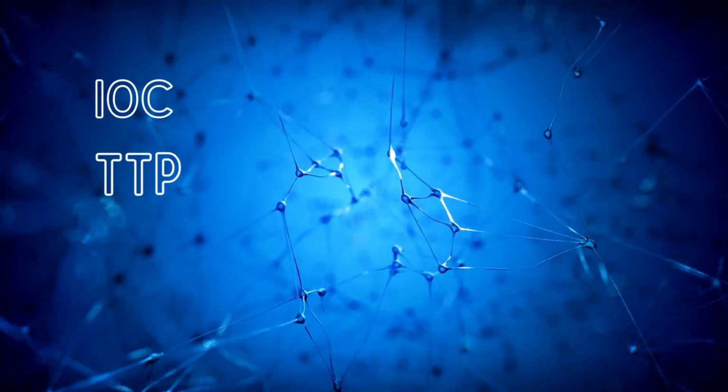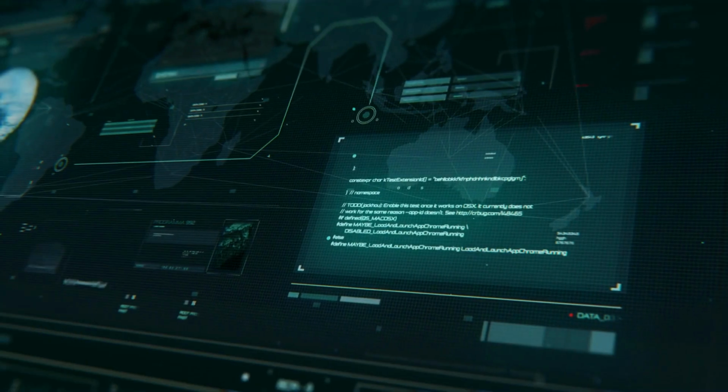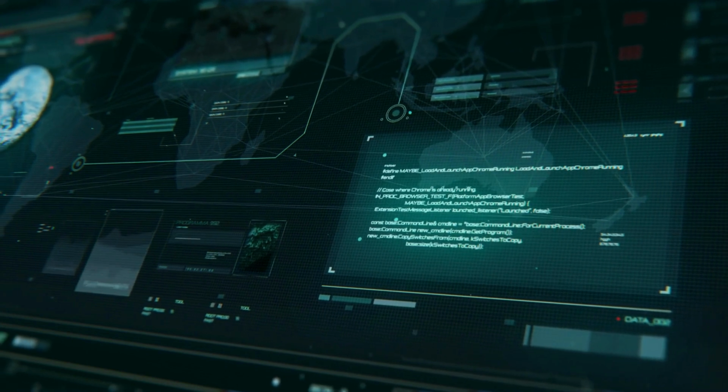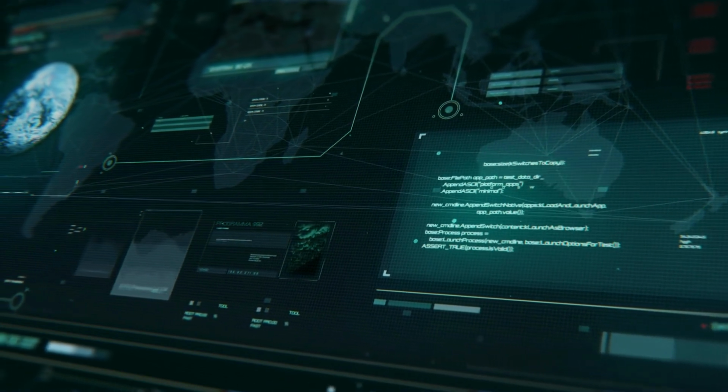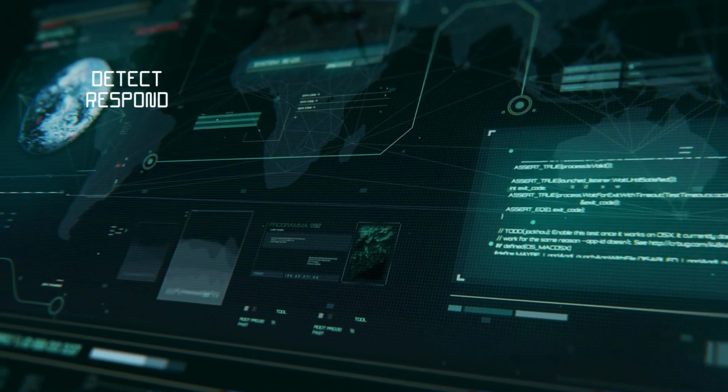It focuses on the technical aspects of threats, such as indicators of compromise, tactics, techniques, and procedures used by threat actors. The primary purpose of tactical threat intelligence is to provide actionable information that helps security teams detect, respond to, and mitigate ongoing or imminent cyber attacks.